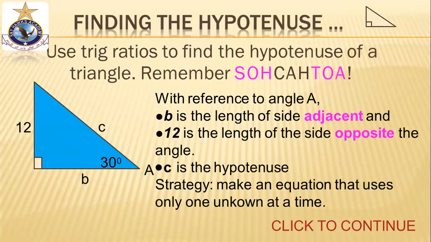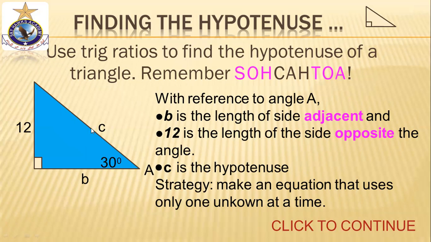So finding the hypotenuse. If you are looking for the hypotenuse, how will you find this? Please read this one quickly. Use trig ratios to find the hypotenuse of a triangle. Remember SOHCAHTOA. With reference to angle A, B is the length of the side adjacent, and 12 is the length of the side opposite to the angle. AC is the hypotenuse. Strategy: make an equation that uses one unknown at a time.